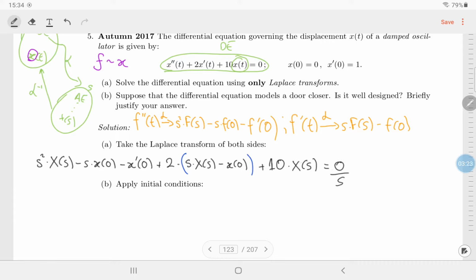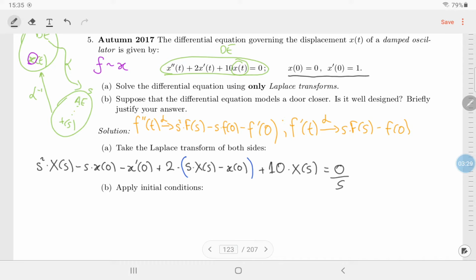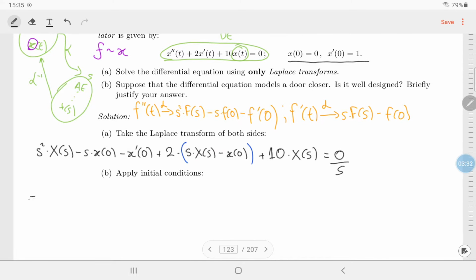The second step is to apply the initial conditions that x of 0 is 0 and x dashed of 0 is 1. So we get s squared times big X of s, minus s times x of 0, which is minus s times 0, which is just 0, minus x dashed of 0, which is minus 1, plus twice, and we can multiply this out, 2 by s by X of s, and 2 by minus x of 0, but x of 0 is 0, so it's 2 by 0. We'll just write it in just in case you're looking back and a bit confused, plus 10 times X of s equal to, well, 0 divided by s is just 0.